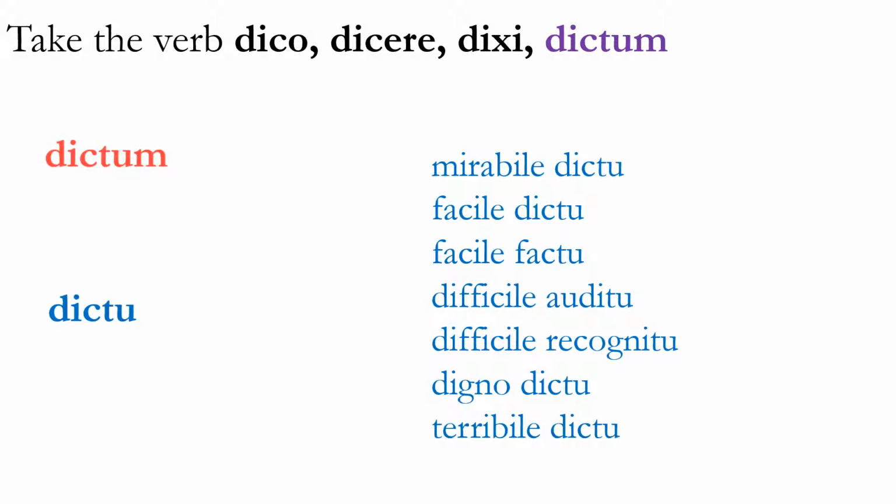So let's start with the ablative form. Mirabile dictu would be amazing to say. Facile dictu, easy to say. Facile factu, easy to do. Difficile auditu, difficult to hear. Difficile recognitu, difficult to recognize.